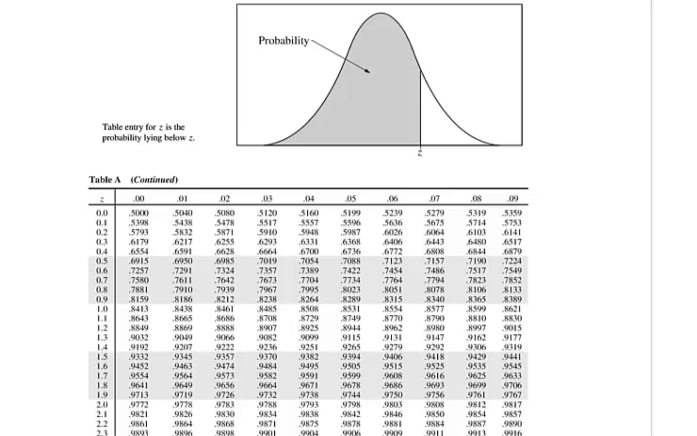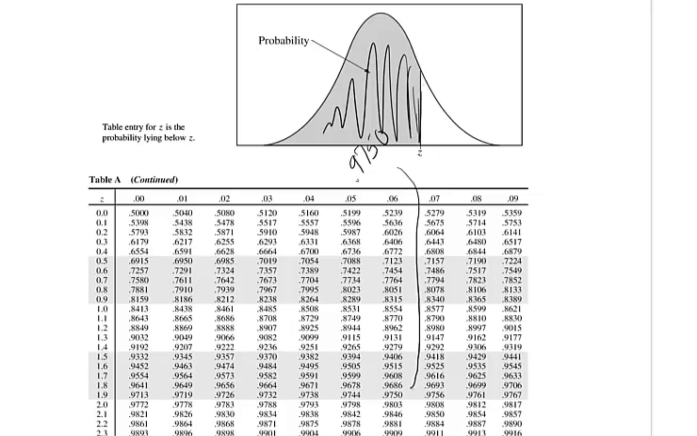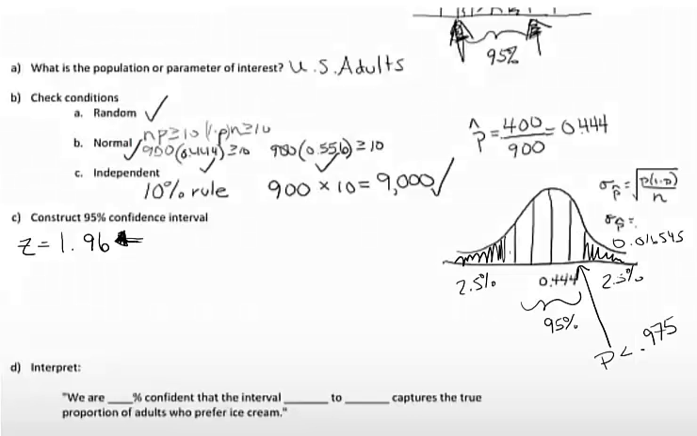And the trick with this is if you look in your table and you try to find what z-score we're talking about, that's going to result in a probability of 0.975 or .9750. You can find it by looking for 0.9750 in the table. This one corresponds to a z-score of 1.96.